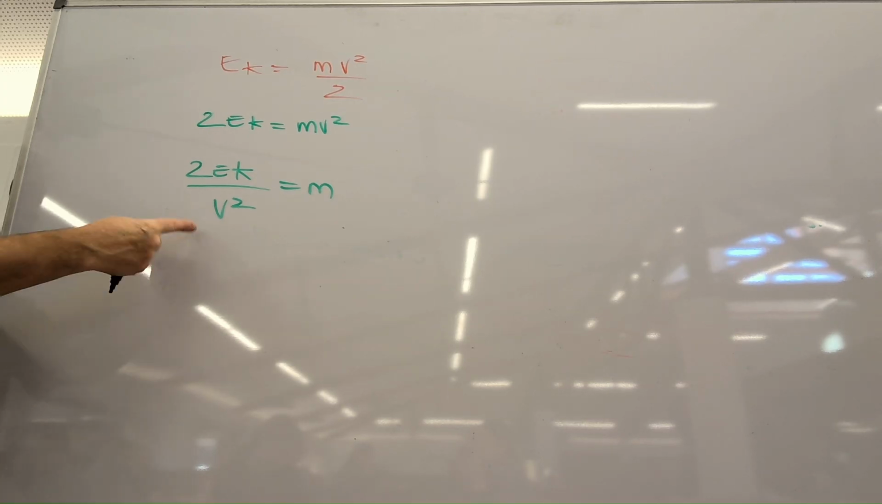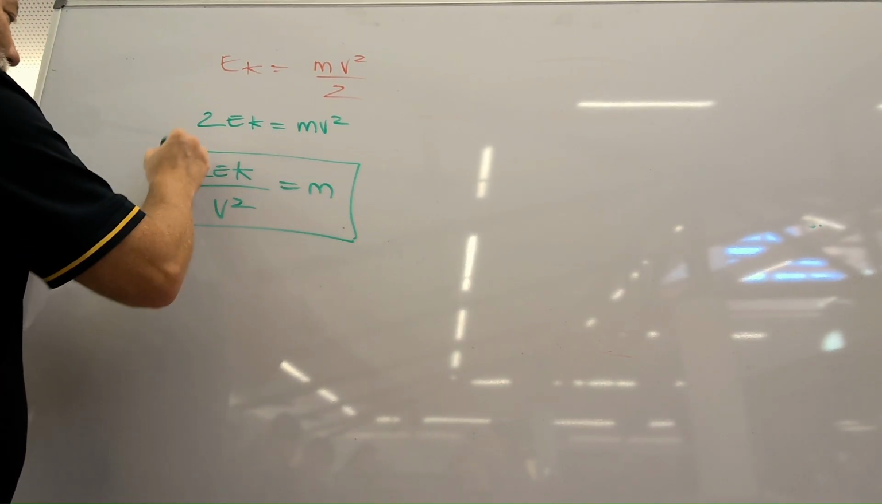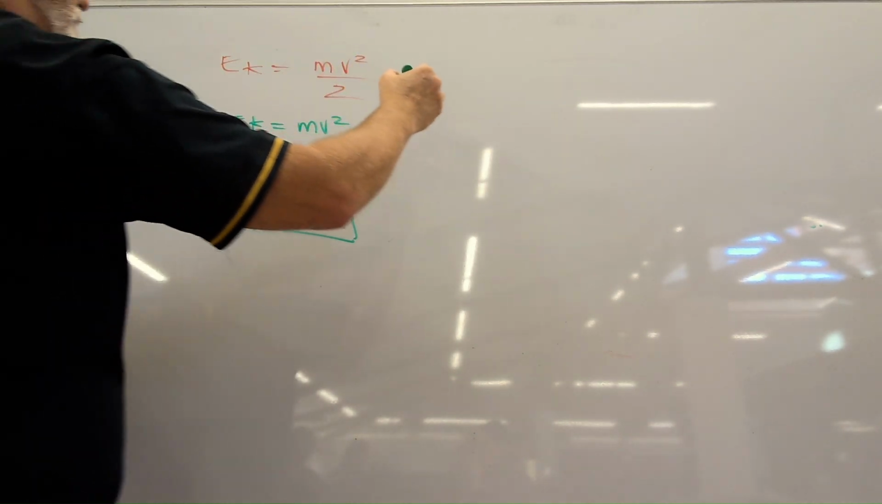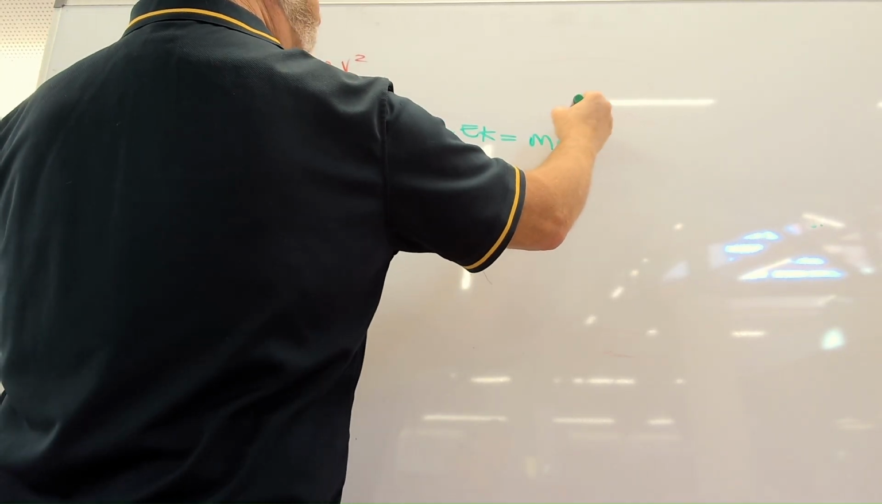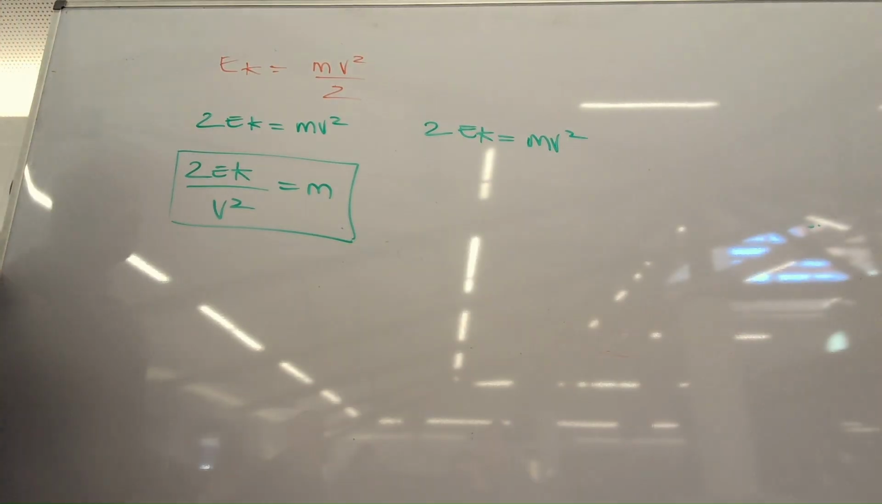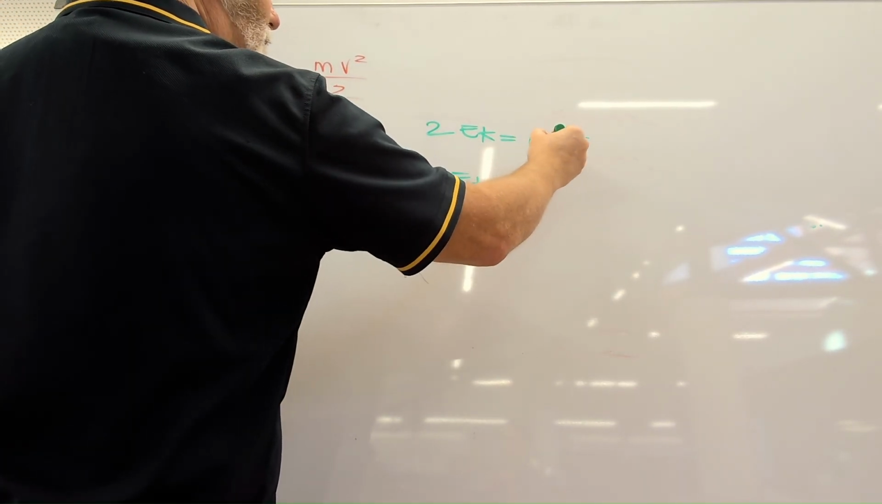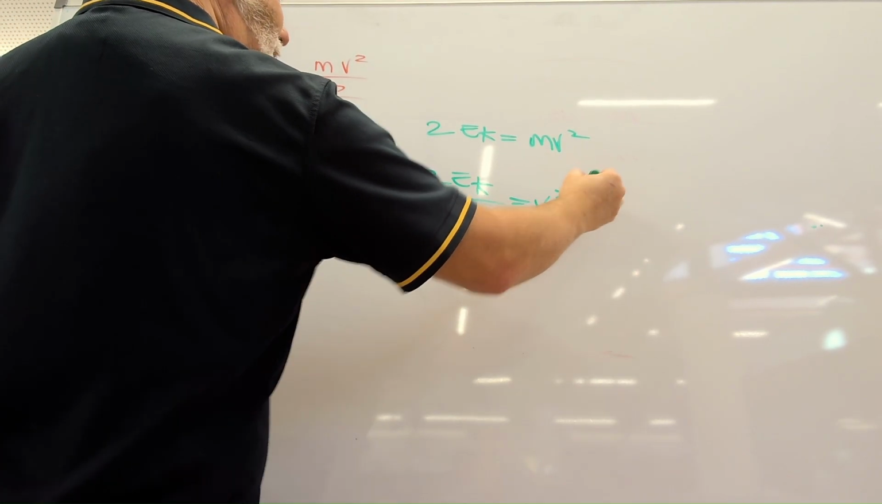All good? So this is the equation we would use if we wanted to calculate m. If we wanted to calculate velocity, if we wanted to get v by itself, we would get rid of the 2 first. 2EK equals mv squared. Now we want to get rid of the m to leave v by itself. So it becomes 2EK, and remember, these are on 1, so they are at the top at the moment, with m down the bottom, equals v squared.